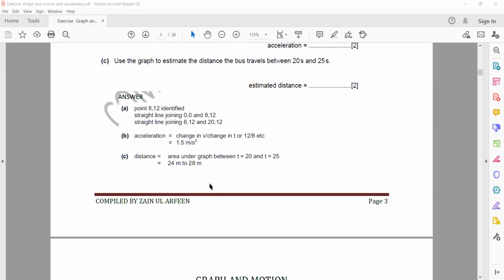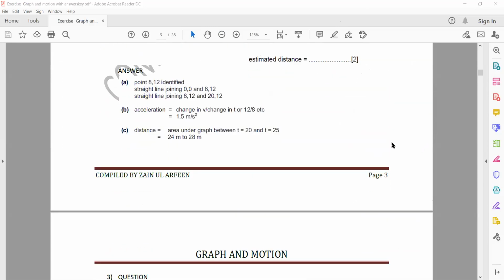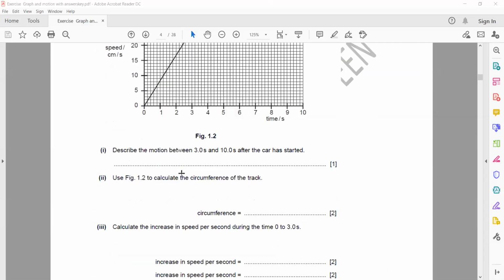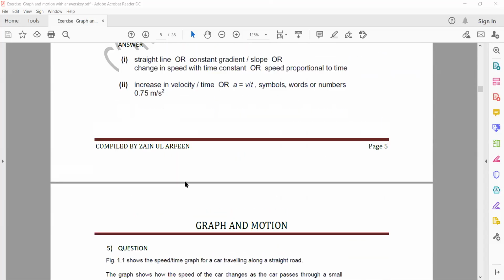I will share this as well. This is next week's homework, and this has the answers. You don't have to copy the answers. You will solve the questions and check your answers at the end of each question.